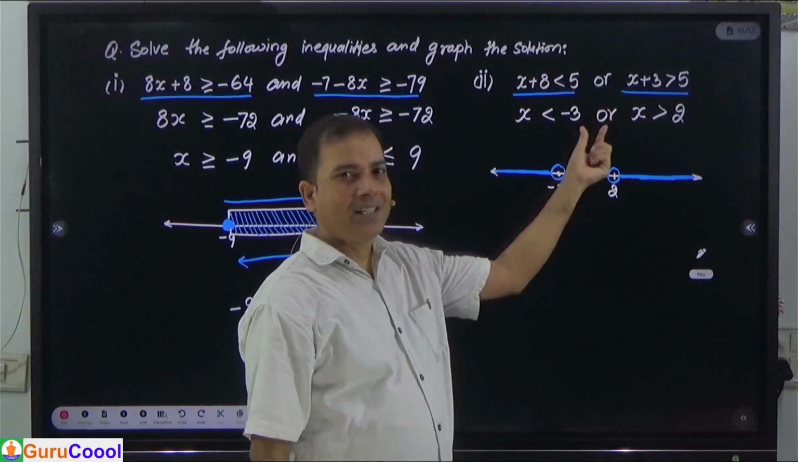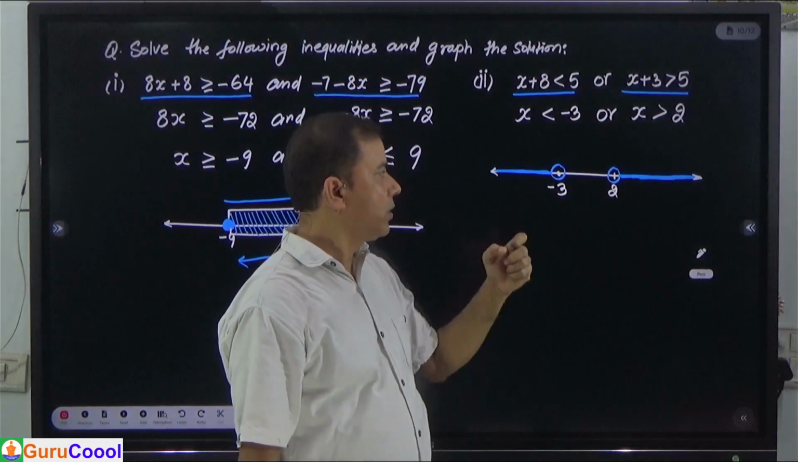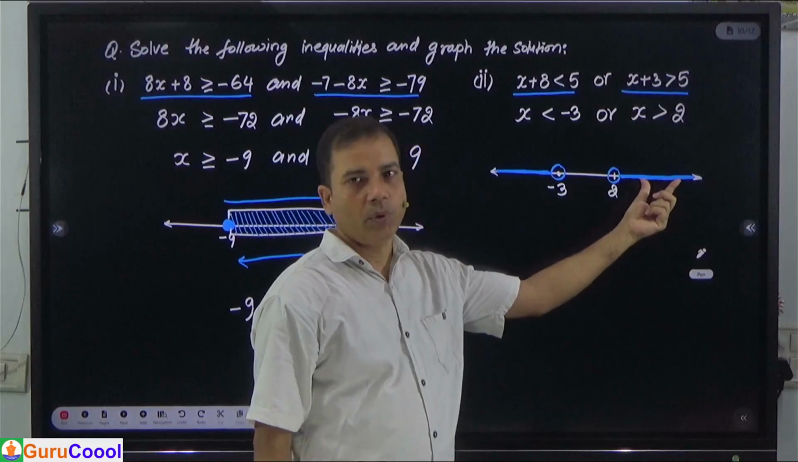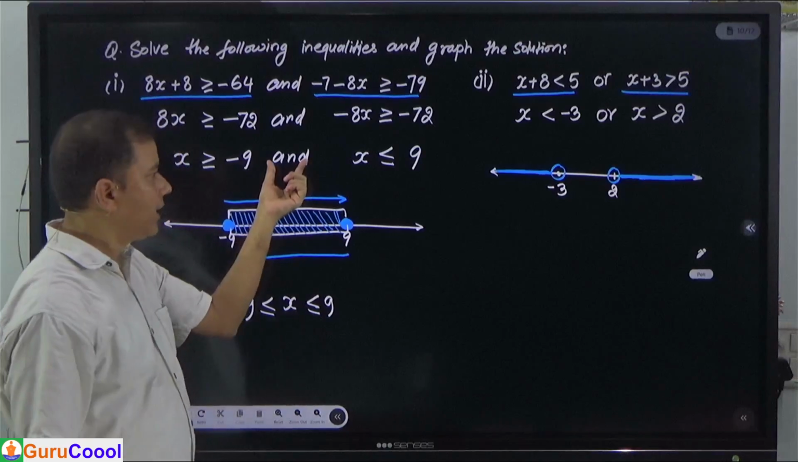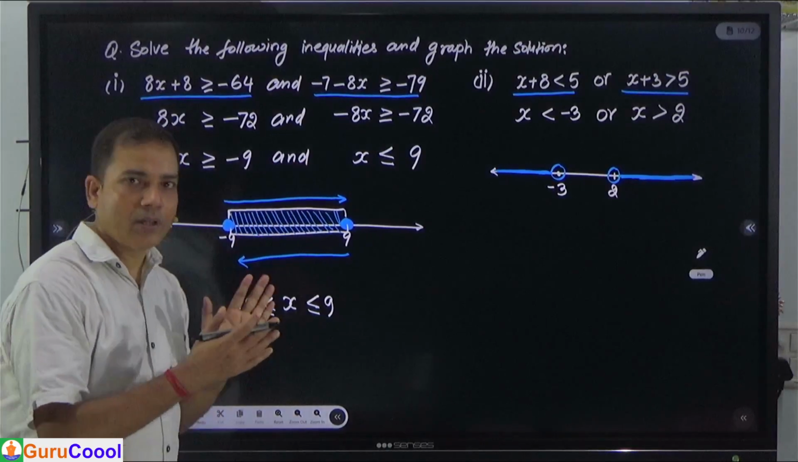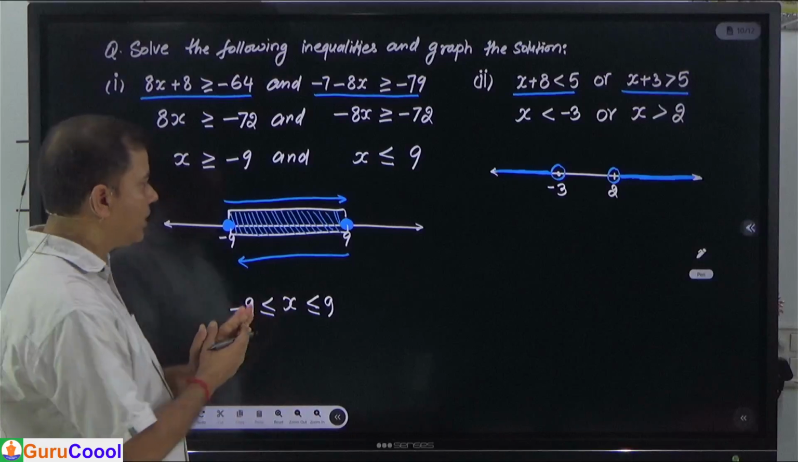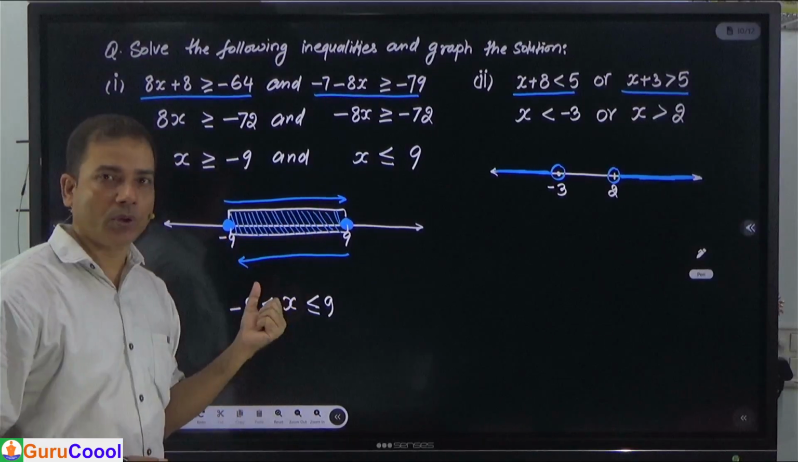Or says we have to consider both. That means the solution region is here and here, both. This and this, all will be considered. But when the word "and" was there, we did not consider all. We considered only the region in both.